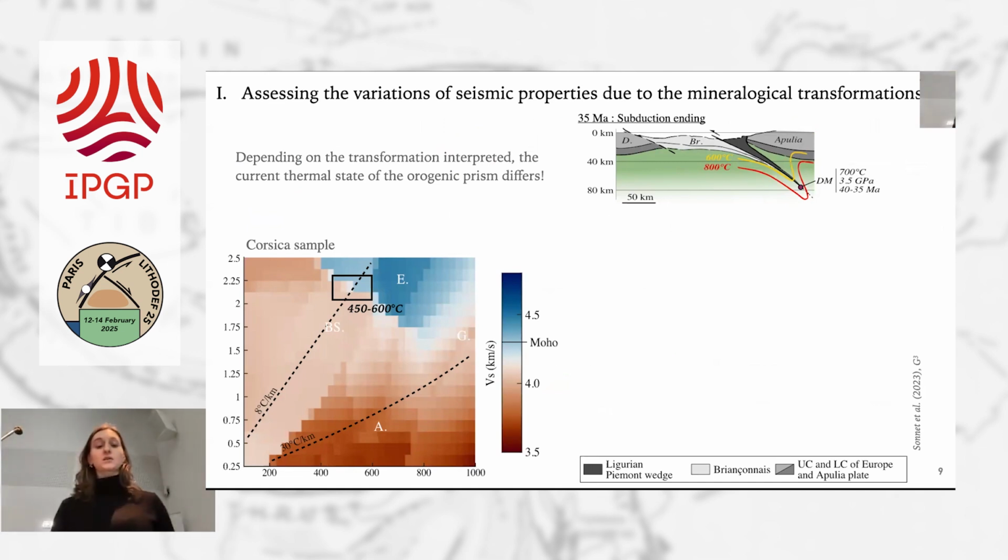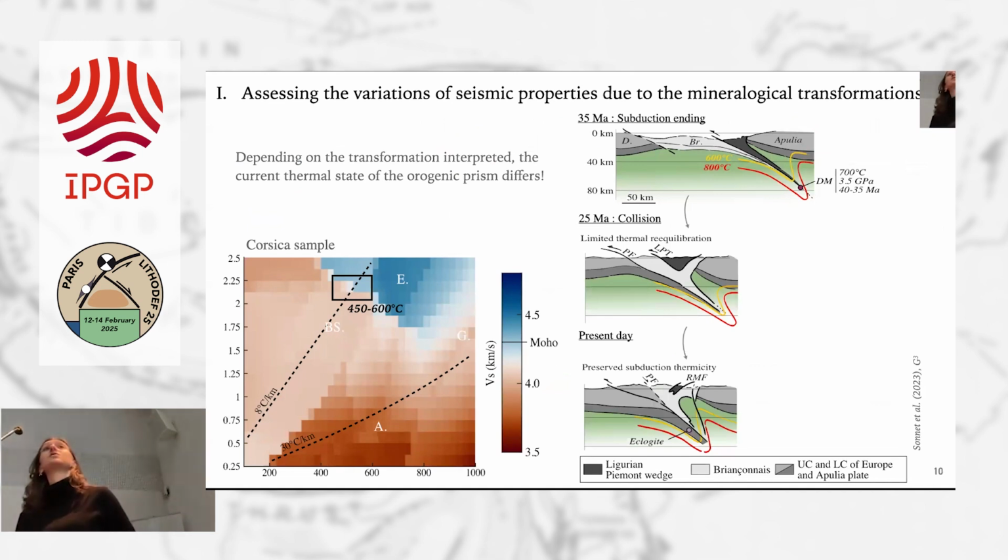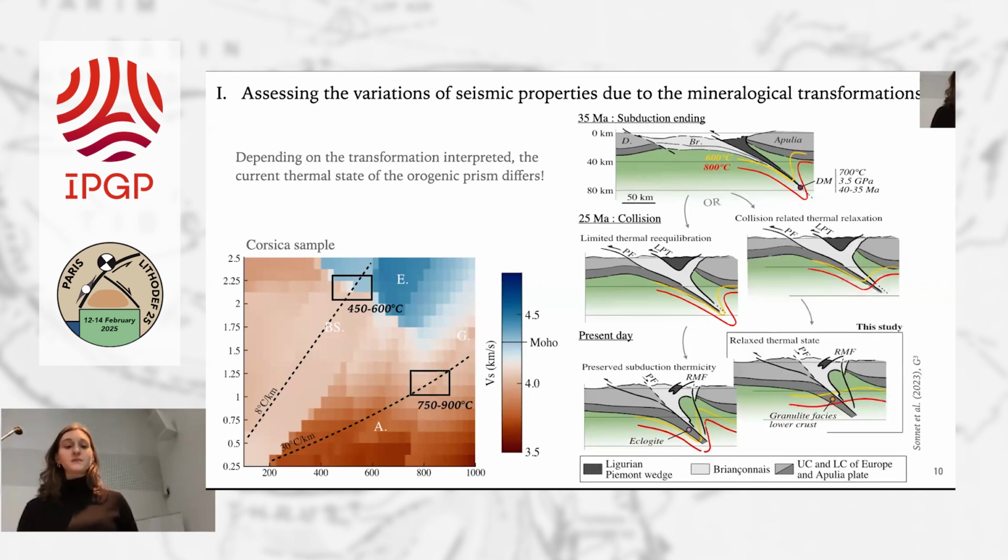And if the rocks eclogitize, the current temperature at 40 kilometer depth is less than 600 degrees. So the thermal rebalancing is limited. The alternative scenario would be to say that at the end of the convergence, the thermal rebalancing induces more horizontal isotherms, and then the temperatures for the amphibolite granulite facies are reached.